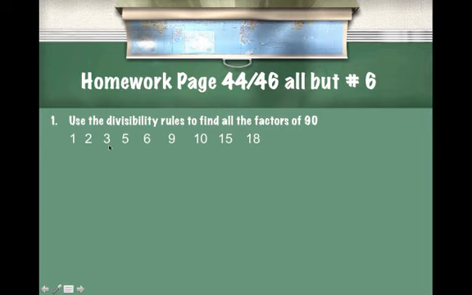How many 3's can fit into 90? 30 can. How many 2's fit into 90? 90 divided by 2 is 45, and we close out our factor list with 90. So here there are 12 different factors. On the quiz tomorrow I will give you a different number. Each correct factor that you can answer is worth half a mark.